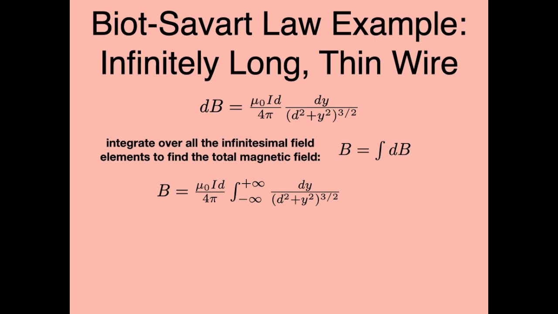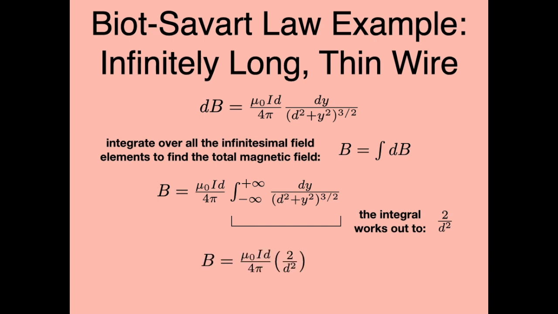Here, I'm not going to work out the integral. This is actually shown in my handwritten notes that I upload to Canvas, so you can take a look at how this works out. But for now, I'm just going to tell you the result. If you do that integral, you're going to get 2 divided by d squared. So I'll take the constants out front, which are mu naught times I times d over 4 pi, and multiply that by 2 divided by d squared.